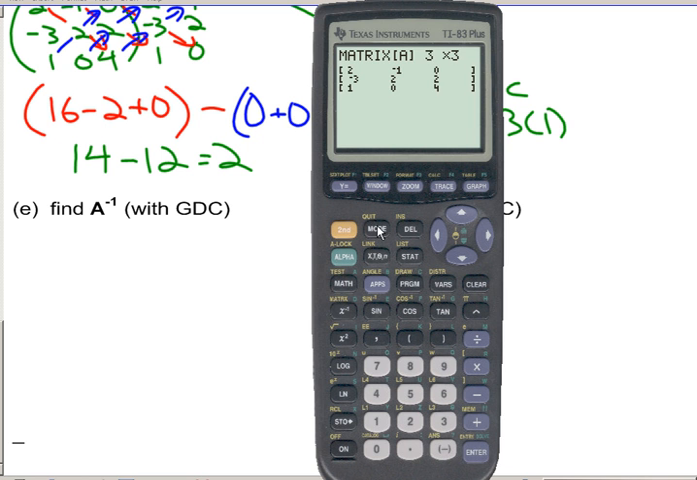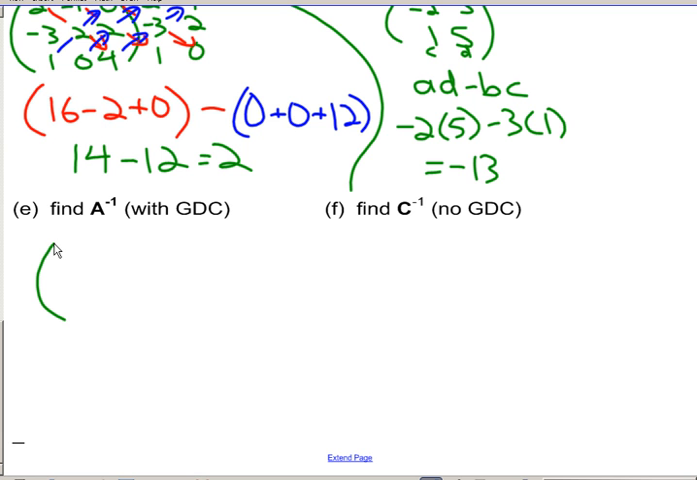So now I have to choose it and then decide to find the inverse. The GDC does all the work for me and I simply copy down the answer. So don't waste a lot of time trying to do the inverse of a 3 by 3 by hand. You're not responsible for that for the Math SL course. I should really have these lining up a little better. Negative 1, negative 2. There we go.